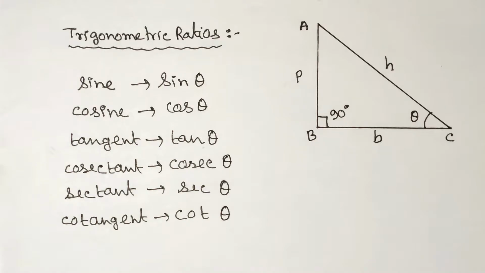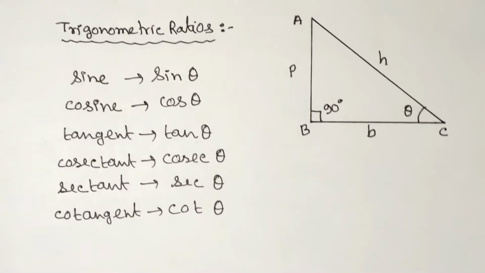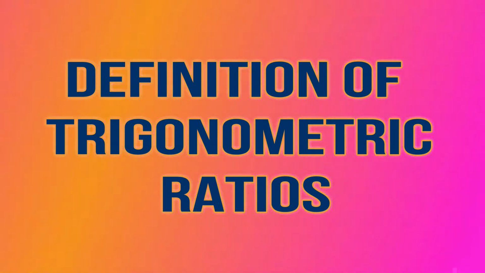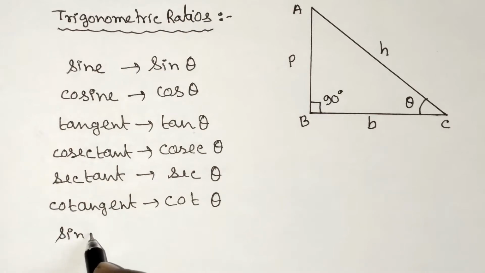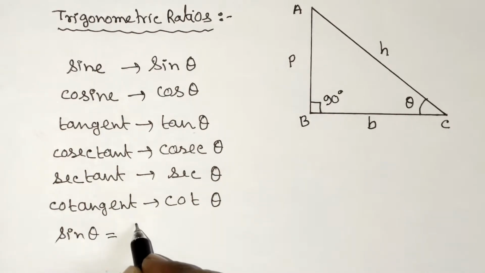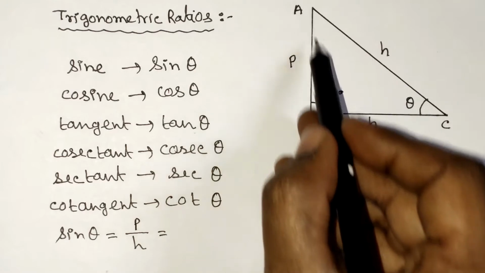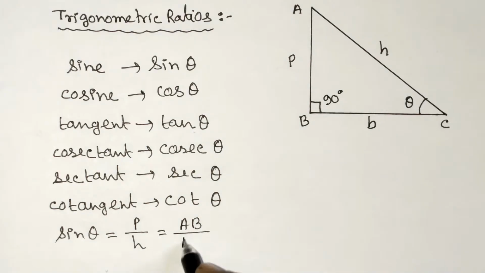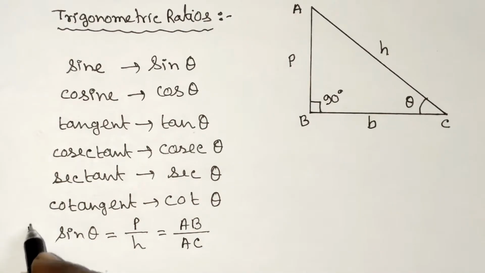We write sine as sin, cosine as cos, tangent as tan, cosecant as cosec, secant as sec, and cotangent as cot. Sine of angle C, that is sin theta, is equal to perpendicular by hypotenuse. In this case, perpendicular is AB, hypotenuse is AC. This is number 1.